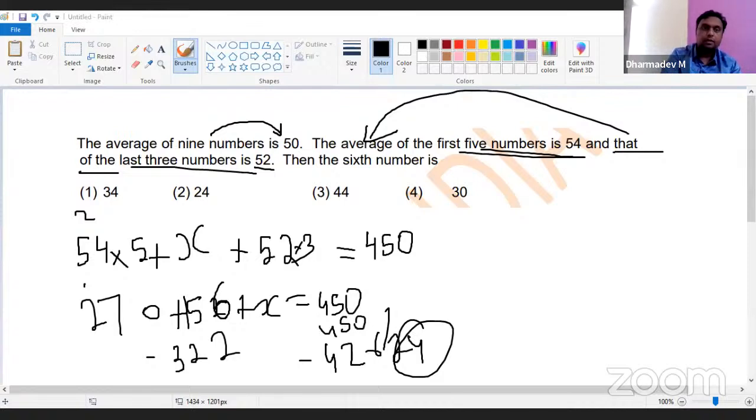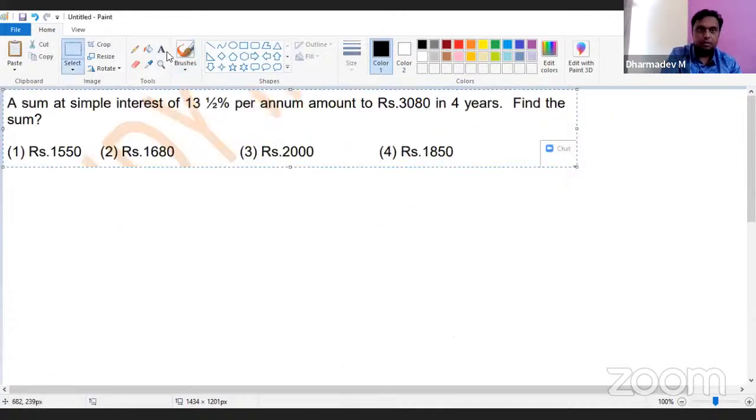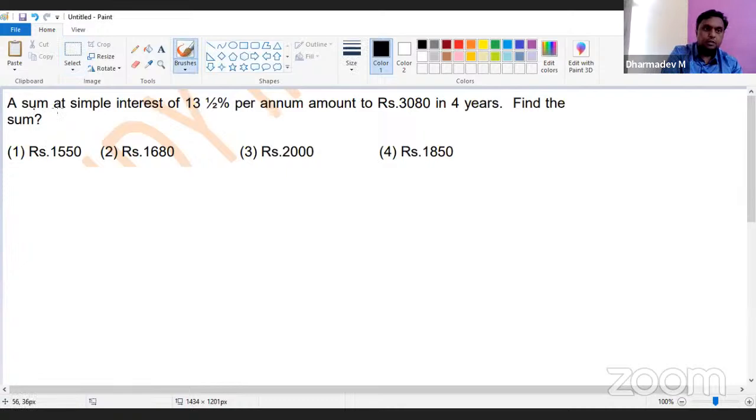Shall I give the next one? Okay, sir. I'm just giving you one question on simple interest and compound interest for the revision. I hope you remember simple interest and compound interest. A sum at simple interest of 13.5% per annum, for 4 years.